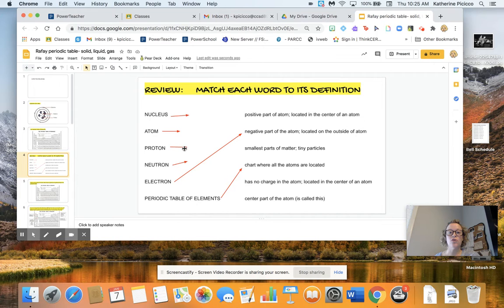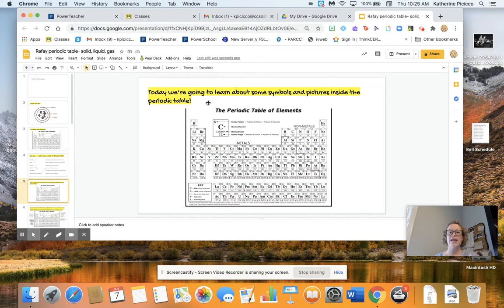So that's what you're going to do. Try to match all these with their definitions. Okay? I'm going to bring this back. All right, so that's the first thing you're going to do. Then you're going to take a look at, and let's read this together. It says, today we're going to learn about some of the symbols and pictures inside the periodic table. So let's look at the next chart.